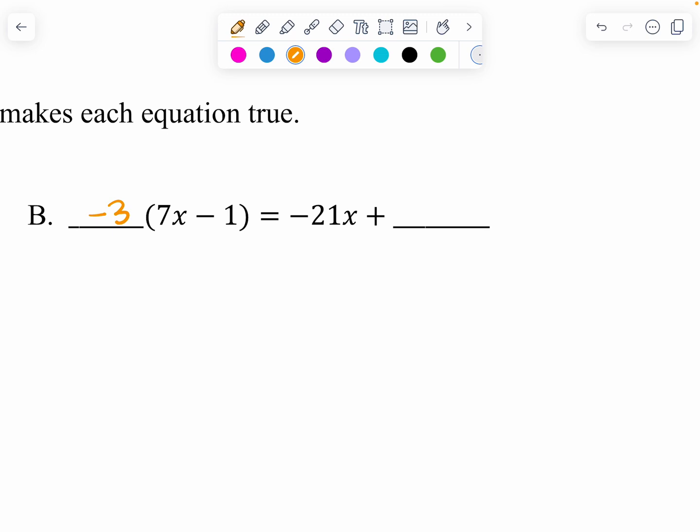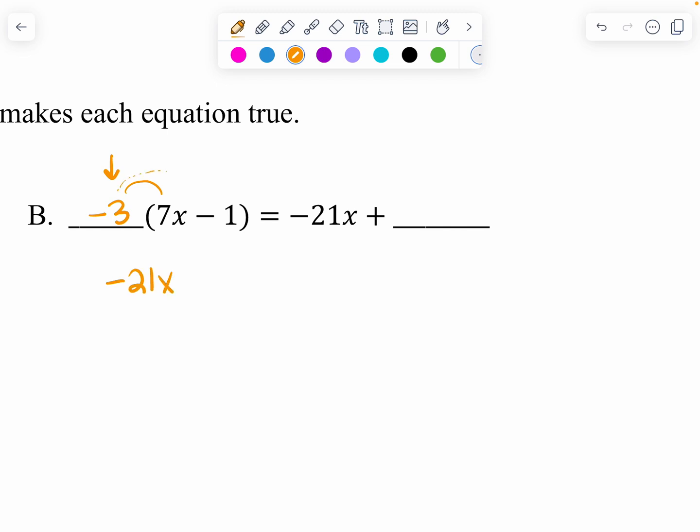And that's my answer. Now, if I fix the 21 issue by putting a negative 3 there, now I need to worry about this box. And the easiest thing to do is just to distribute that negative 3. Once you've decided what that number is in the front, let's multiply it through. So negative 3 times 7 is the negative 21x. Yay, what we were looking for.